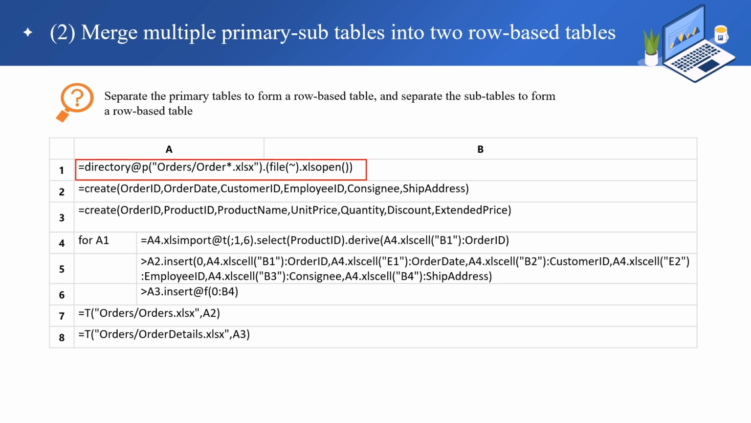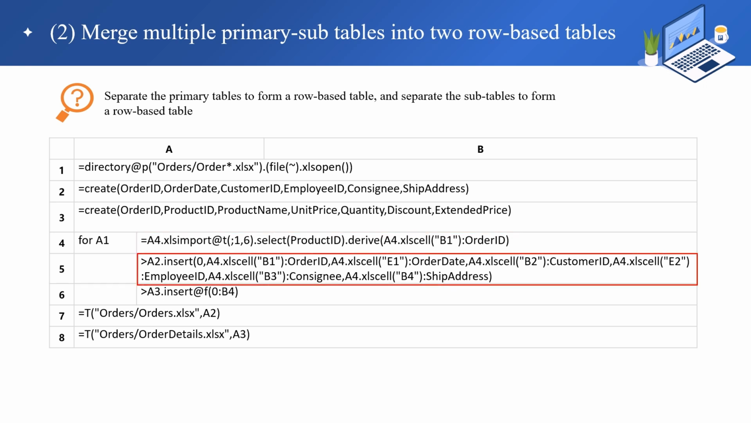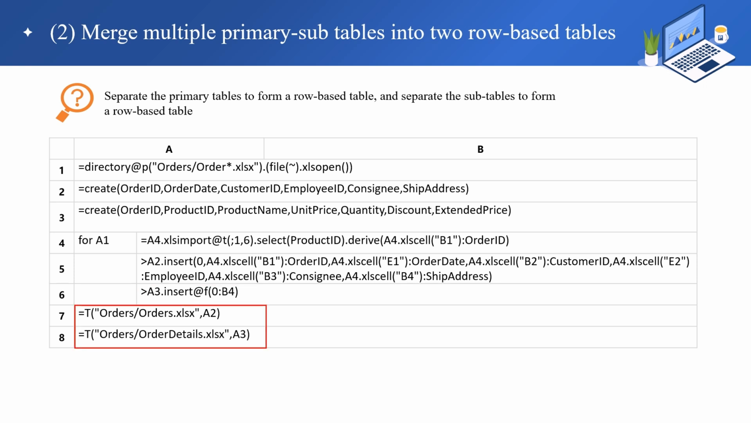A1, list the .xlsx files starting with order in the orders directory and open them one by one. A2 and A3, create a table sequence for primary tables and a table sequence for subtables respectively. A4, loop through the files in A1 one by one. B4, read the data starting from the 6th row in the file, return a table sequence, and add an order ID column. B5, read the data of the primary table in the file and insert it into A2. B6, insert the subtable data read from B4 into A3. A7, write the table sequence for primary tables in A2 to the file orders.xlsx. A8, write the table sequence for subtables in A3 to the file order details.xlsx.